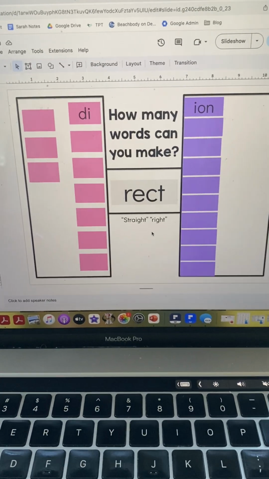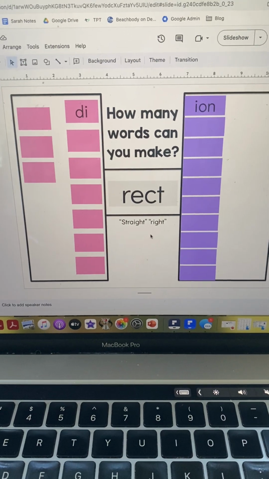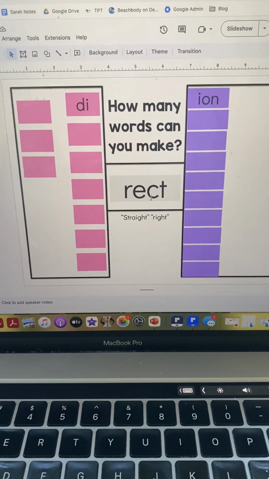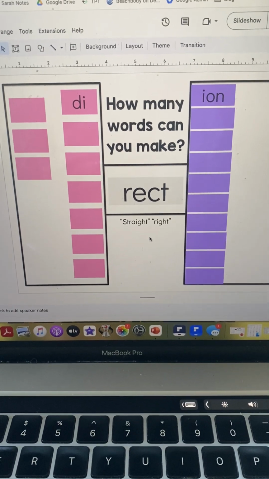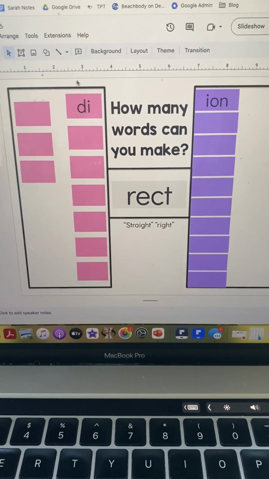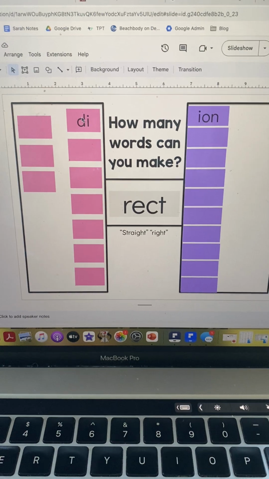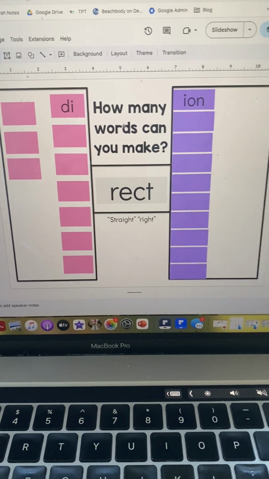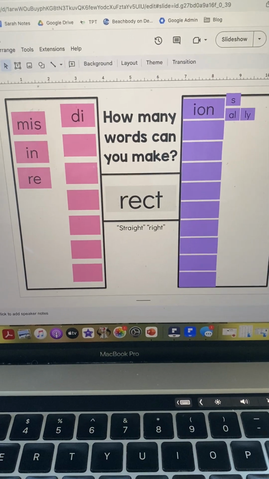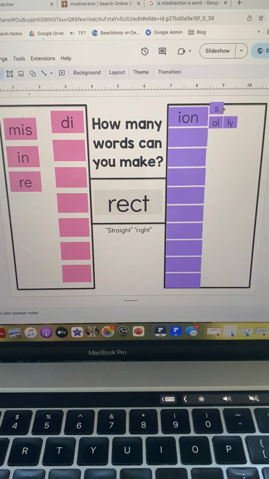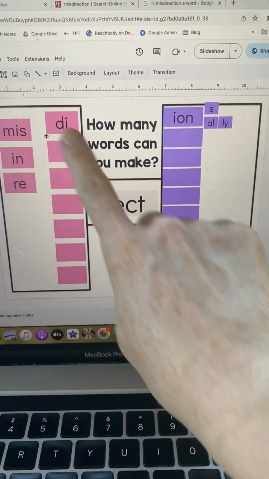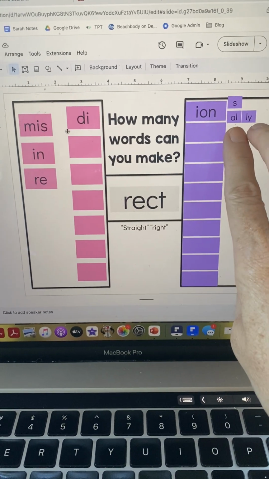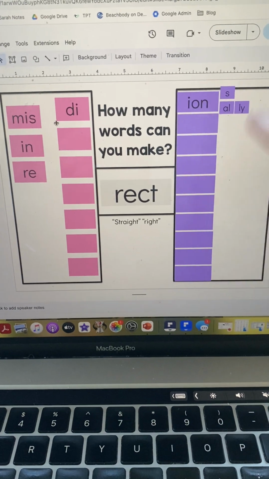I would build a little word matrix with you and then show you the process I would use to figure it all out. So rect is our root. It means straight or right. I can add the prefix di to make direct and then the suffix ion to make direction. And then if I want to, I can even add an S to make it directions. And then I can add two more suffixes to make directionally.